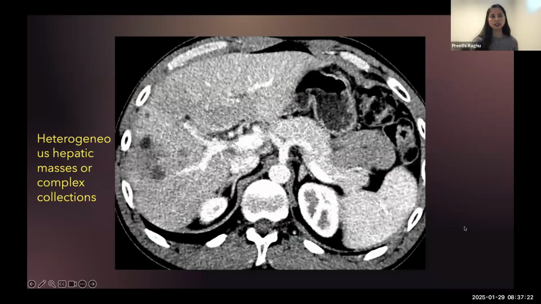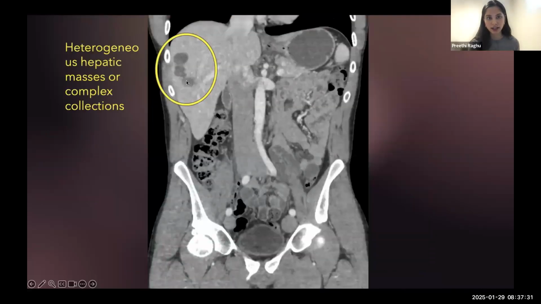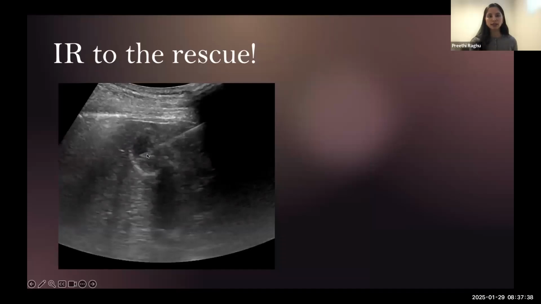And then I'll actually go ahead and show you what it looked like on CT. And in fact, those masses actually got bigger on CT and now looked like maybe they were more fluid filled and they were collections. So IR came to the rescue.